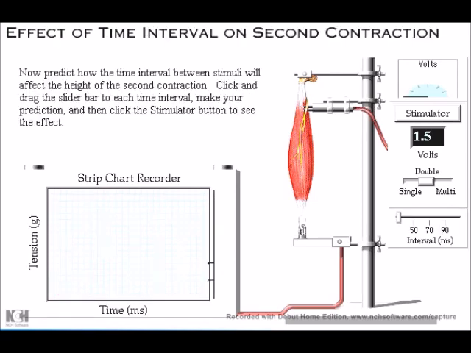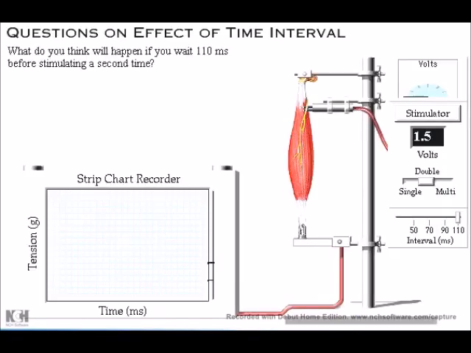Now predict how the time interval between stimuli will affect the height of the second contraction. Click and drag the slider bar to each time interval, make your prediction, and then click the stimulator button to see the effect. Now select another time interval. What do you think will happen if you wait 110 milliseconds before stimulating a second time?